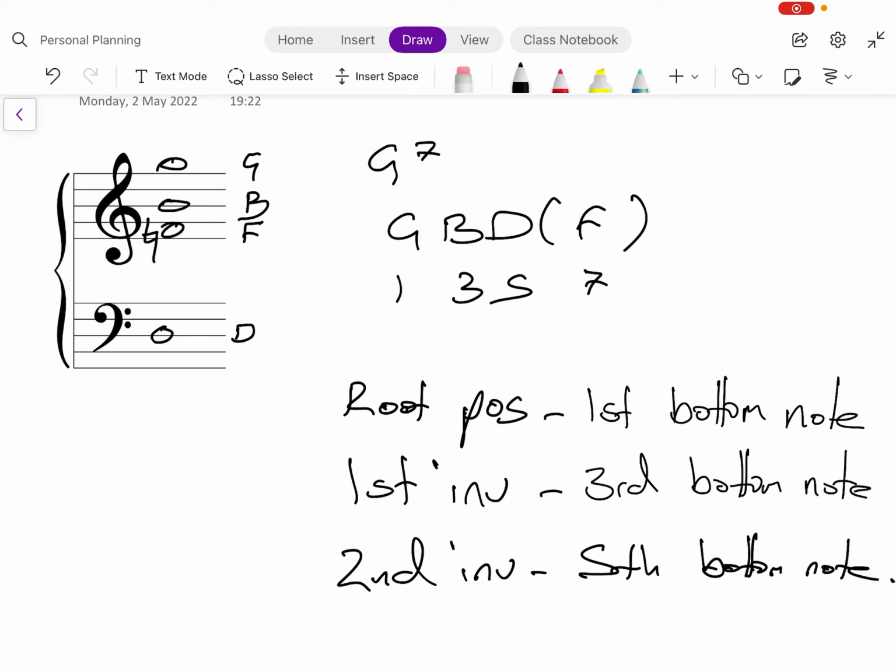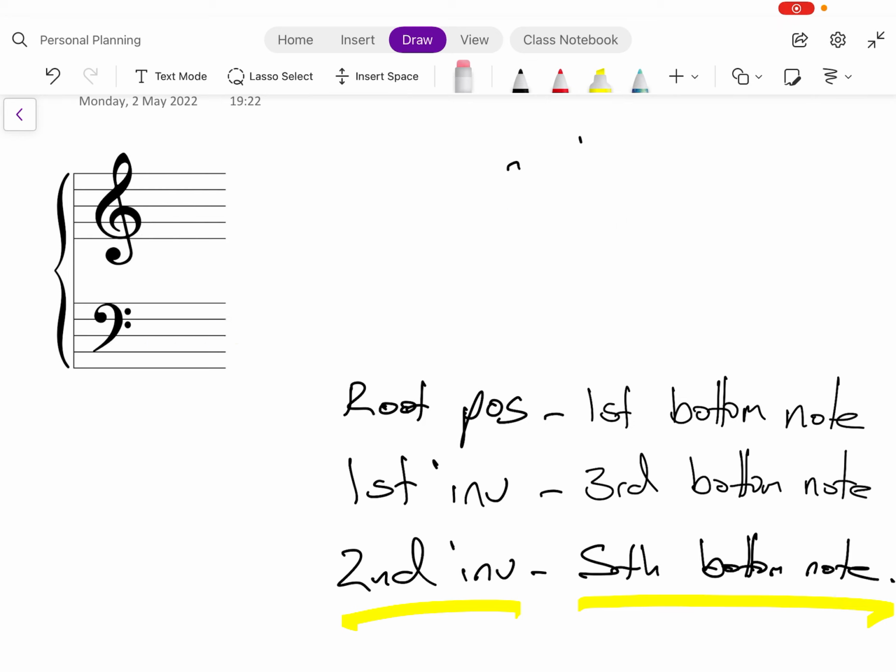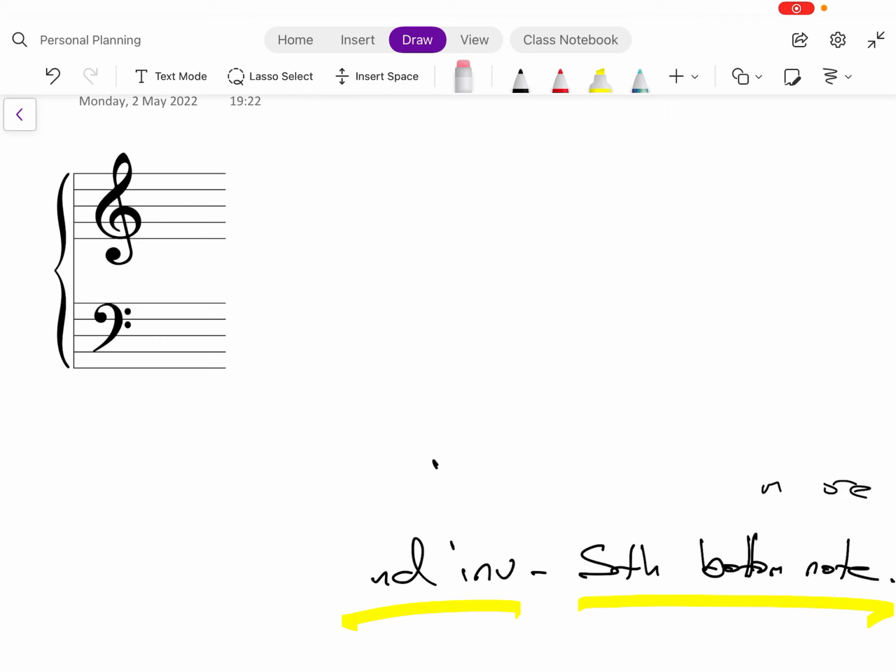Now that I've worked out it's a G7, again, all I need to do is work out whether it's in root position, first inversion, or second inversion. So let's look at the bottom note. There we go, it's a D. I can see that the D is the 5th of that triad. So when the 5th is the bottom note, it means it's second inversion. So my answer for this one would be G7, because it's a G7 chord, but it's in second inversion position. So G7, second inversion.